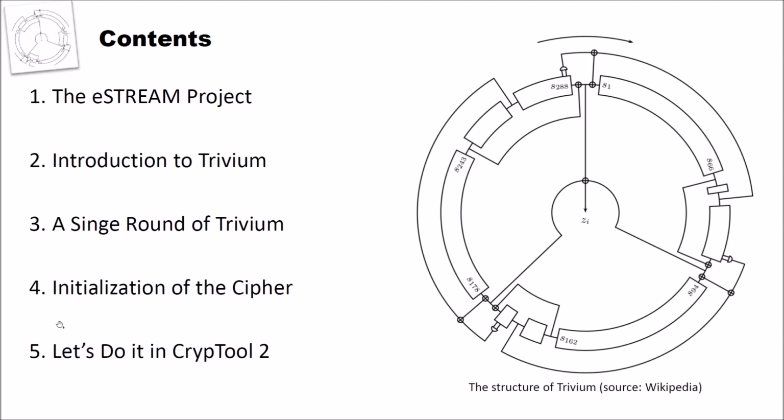When you search for Trivium, you usually will find this drawing here, and this drawing here is from Wikipedia. As you can see, Trivium is a cipher that looks like a circle, or the drawing looks like a circle, and the data will go round and round and round in the cipher. How this works we will see later in this video.